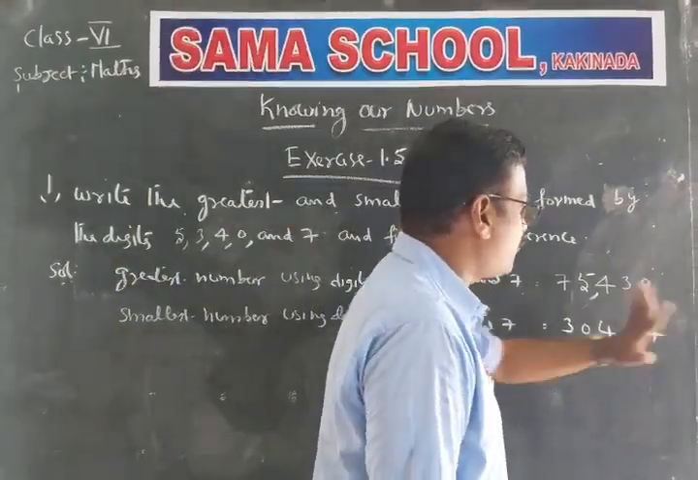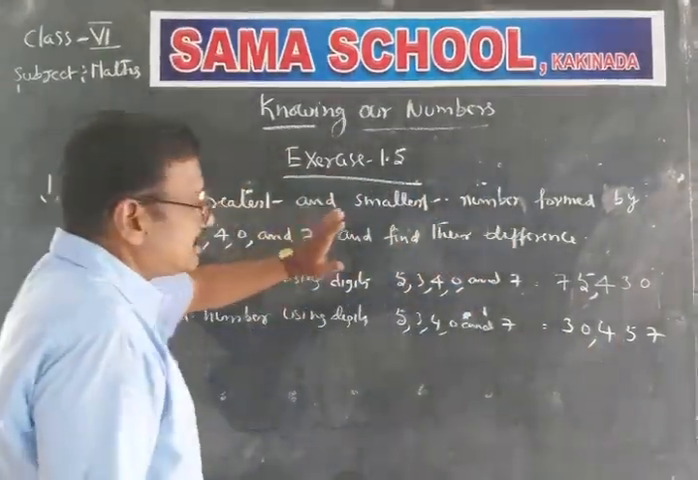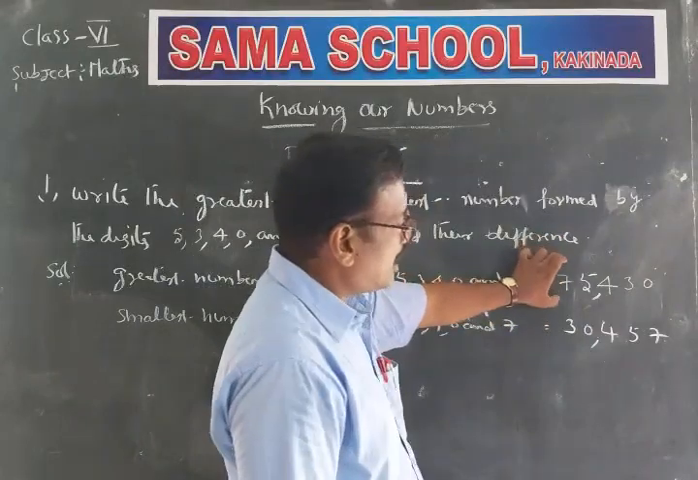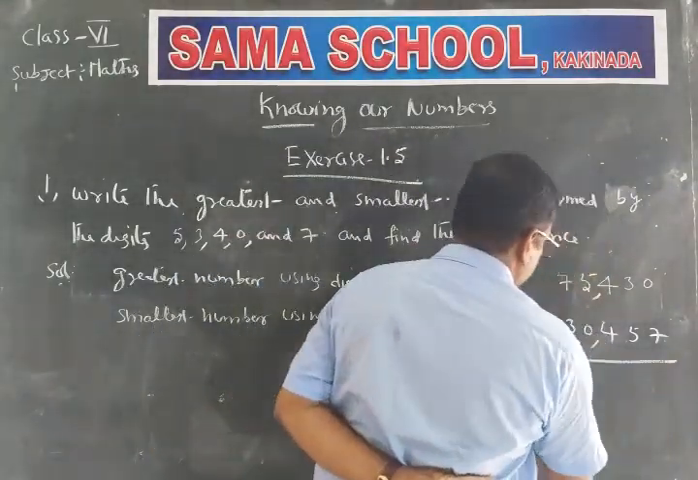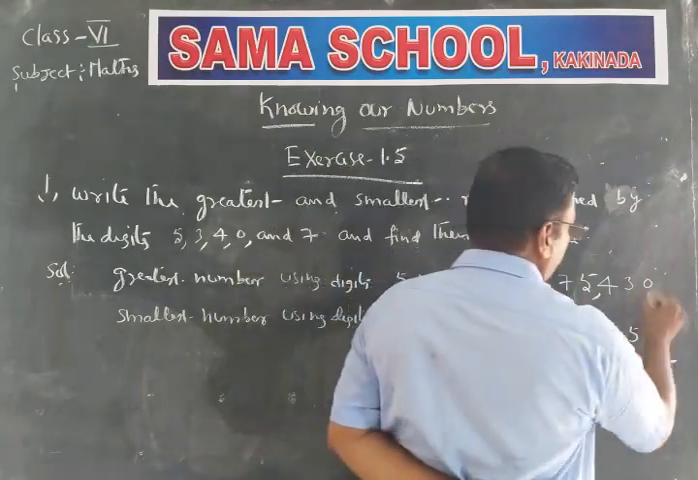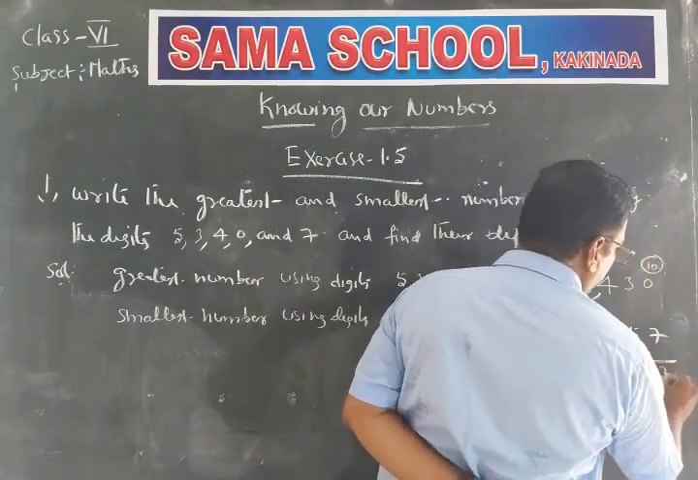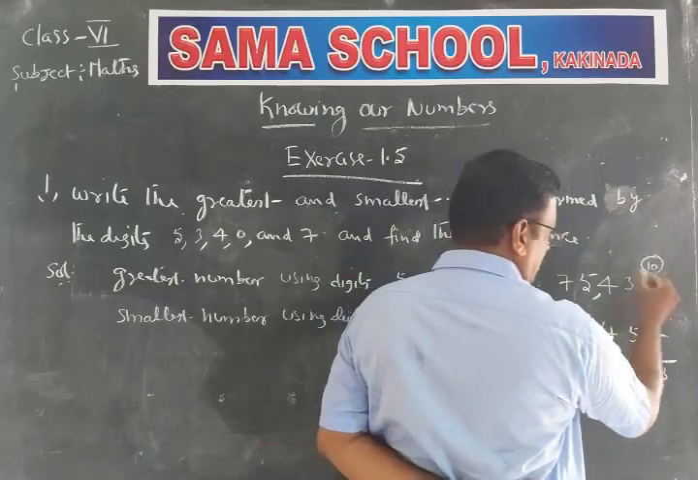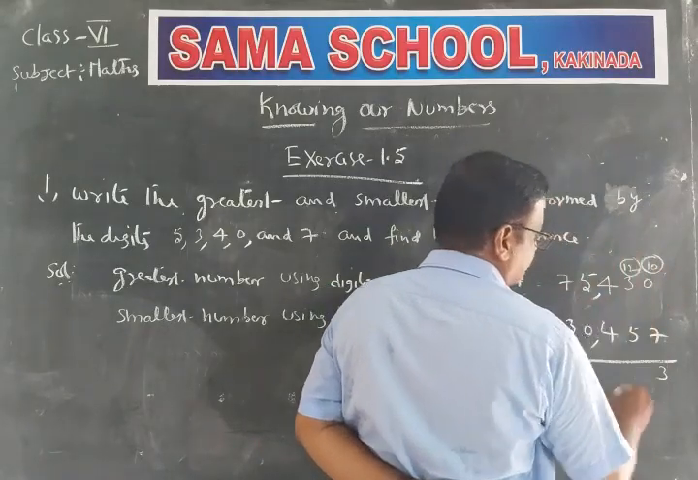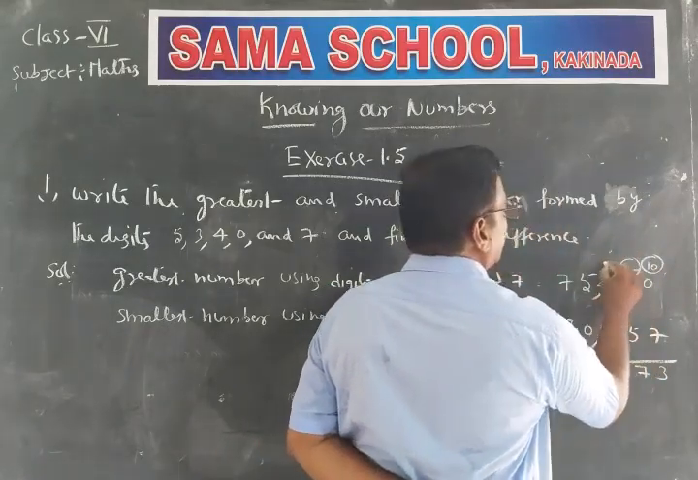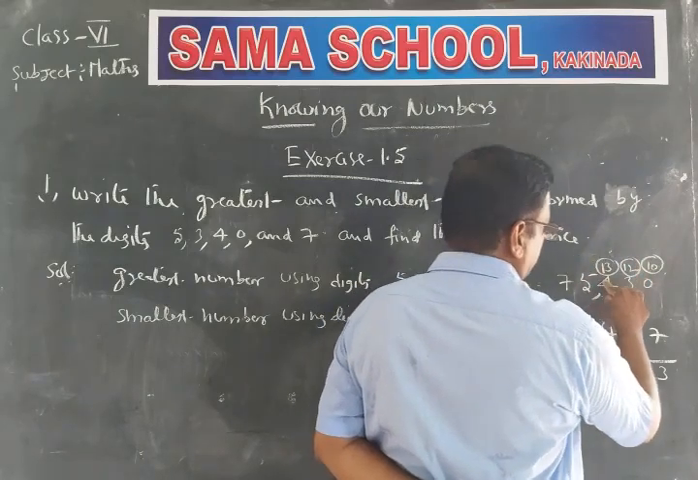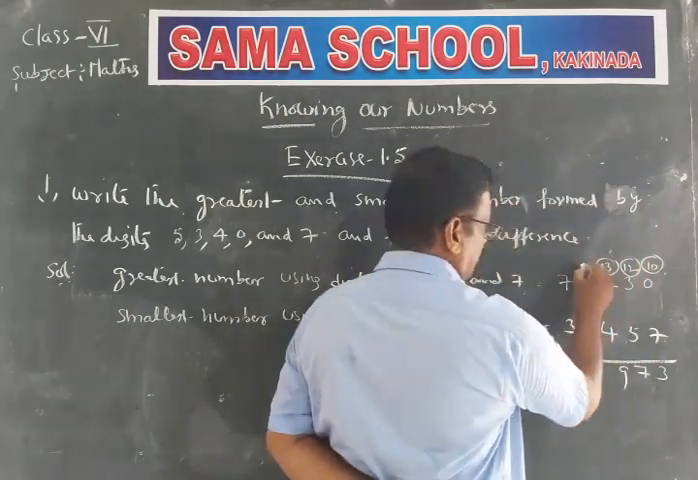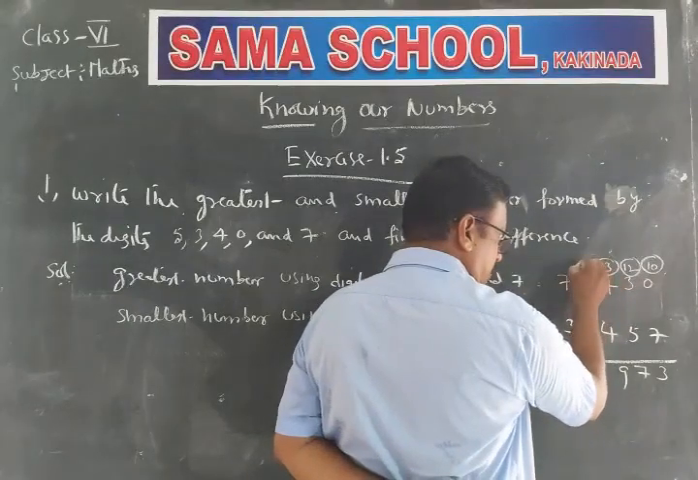Now what is the difference between our greatest number and smallest number? Both to subtract. First, 0 minus 7 is not possible, so we borrow: 10 minus 7 is 3. The next digit becomes 3 after borrowing, so 13 minus 5 is 8. Then 13 minus 4 is 9. Then the 4 after borrowing becomes 3, and the remaining number is 4.